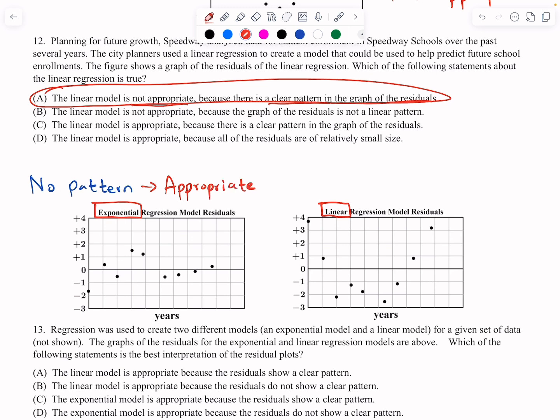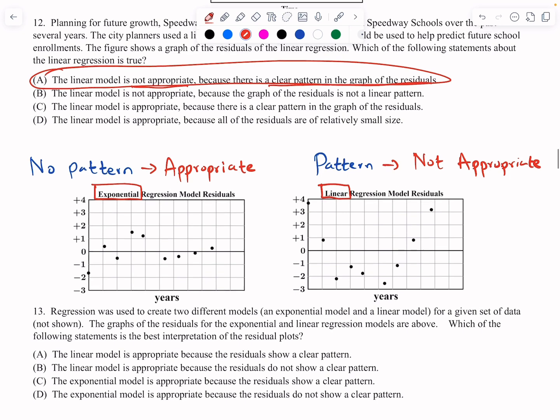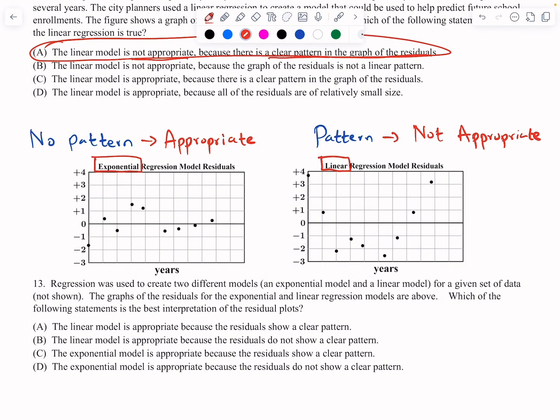And for the linear one, we can easily see that there is a pattern for that one. In summary, it means that this model is not appropriate. So in that case, we just have to pick the answer choice. If you look at the answer choices, we have exponential, and looking at that exponential, it is appropriate because the residual does not show a clear pattern. You have to be careful about that because that one says exponential.